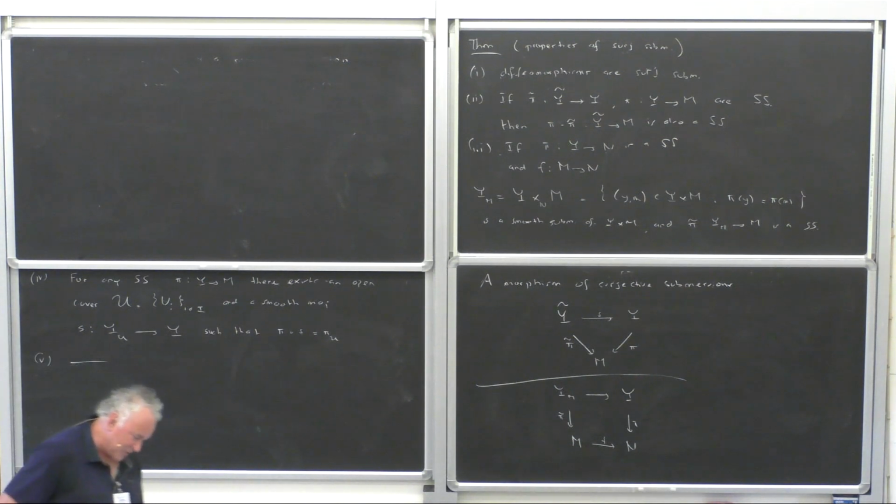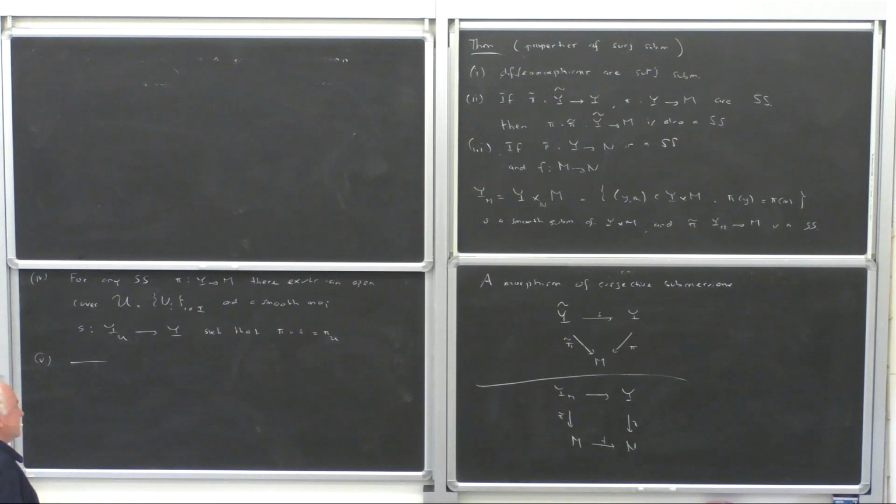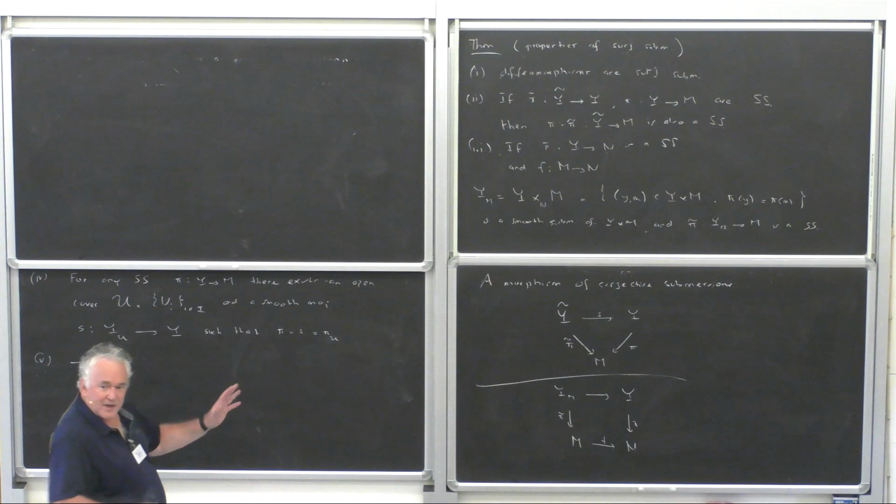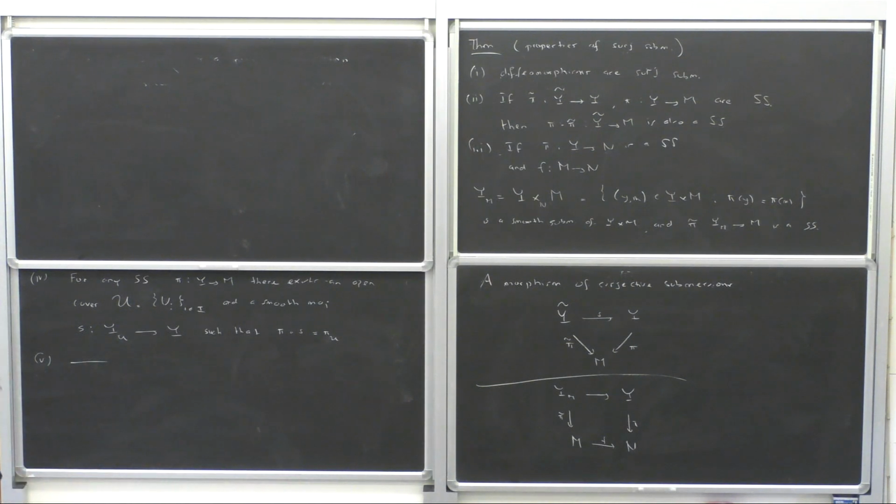Now 5 I'm probably going to skip. It's a whole list of properties which basically tells you that certain maps are smooth if they're smooth on surjective submersions, etc. It's a whole list of properties. It's not something I'll probably be using. But I want to make a remark.